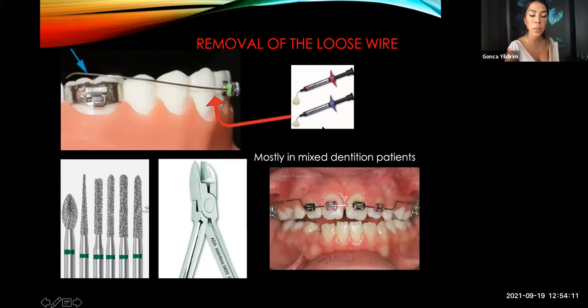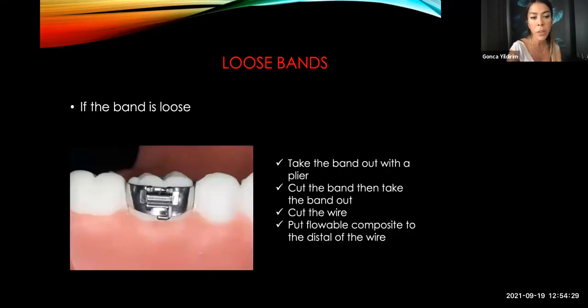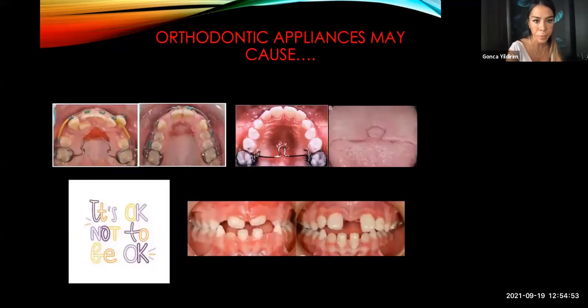When the situation is like this, you should use flowable composites to cover the wire and to relieve that area. If you cannot cut the wire, you can use those burrs with green strip ones. You can cut the wire with the burrs. If the band is loose, for example, you can take it out with a plier in your clinic, or you can cut the band and remove the other parts. And if there's a wire coming through the band, you should cut it also, not to irritate the other soft tissues. And you should put, again, flowable composite to the distal sides of the wires.